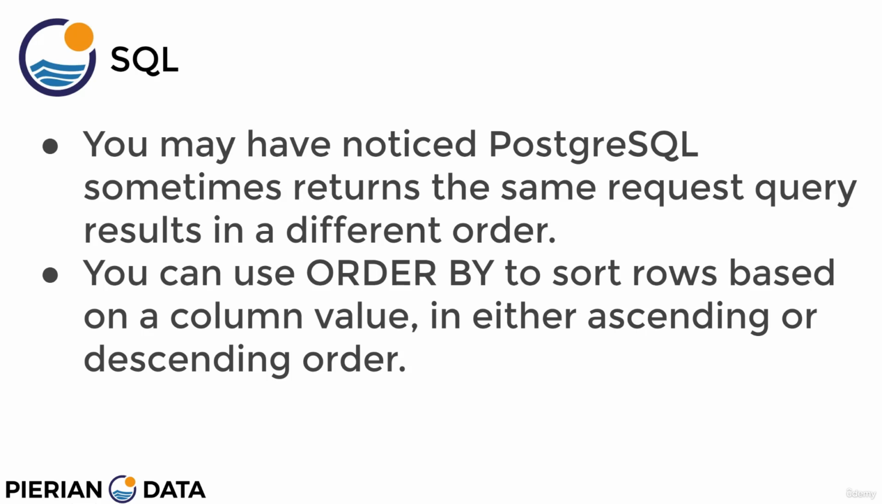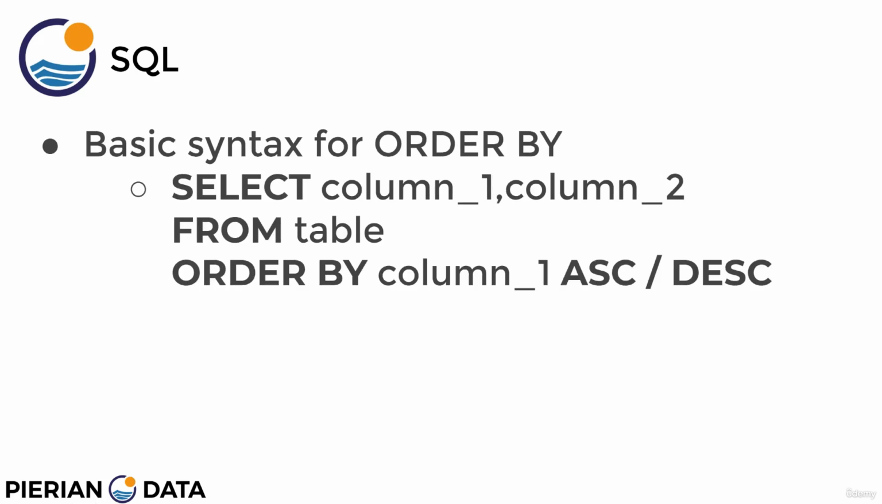So, in order to alleviate this issue, if we want the results in a certain order, we can use ORDER BY to sort rows based on a column value in either ascending or descending order. That would be alphabetical for string-based columns or numerical order for numeric columns. The basic syntax for an ORDER BY statement is as follows. We select whatever columns we want from the table, and then we order by a specific column. Optionally, you can add ASC or DESC, whether you want that sorting to be ascending or descending.